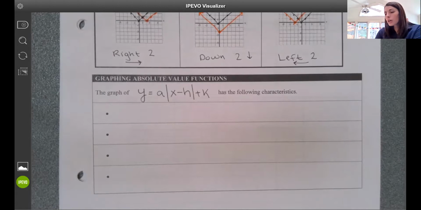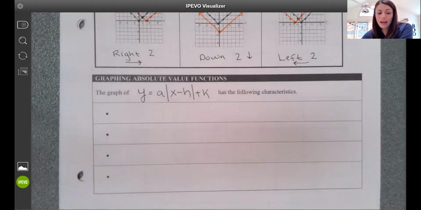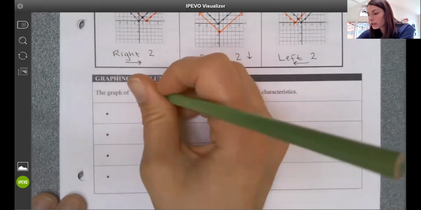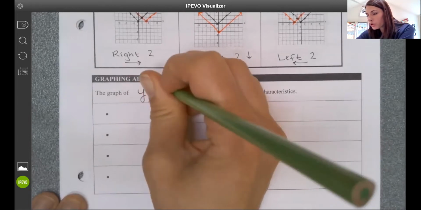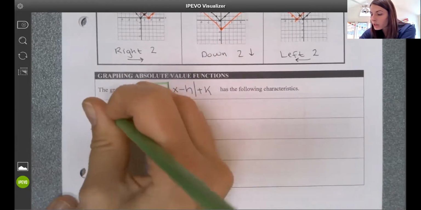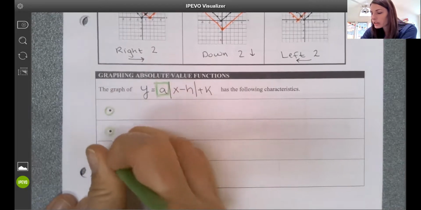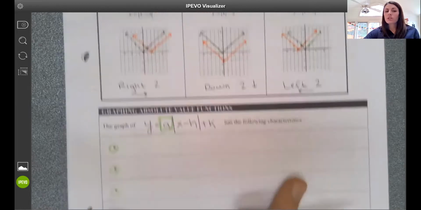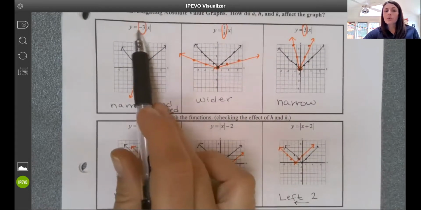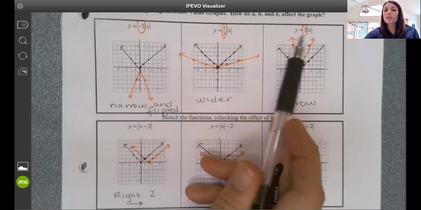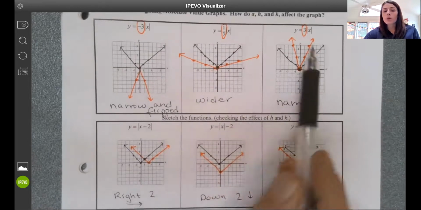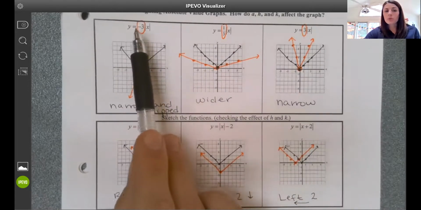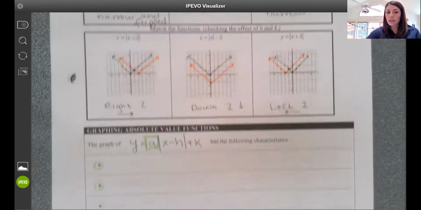Okay, so one thing that we observed about a, let me color code here which goes to which. So we're going to talk about 3 things that a helps us determine. One thing that a helps us determine is whether the graph opens up or down. So when we saw in our investigation, when the number in front of absolute value was positive, my graph was opening up. Once the number in front of the absolute value became negative, my graph opened down.